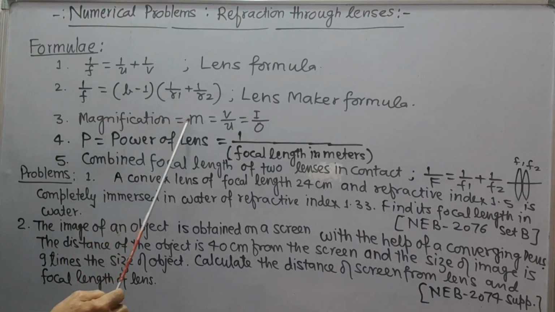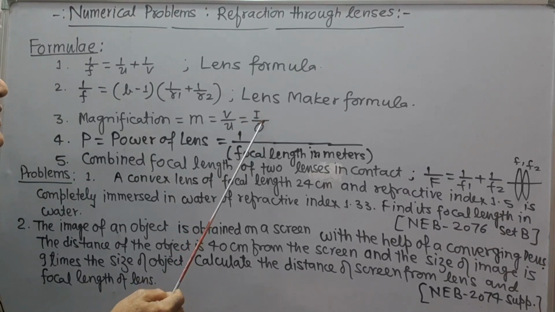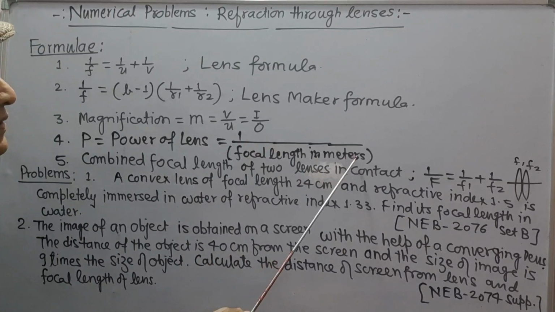Third, magnification, small m is equal to v upon u is equal to I upon O. I is the size of image, O is size of object. Power of lens in diopter is equal to the reciprocal of focal length in meters.